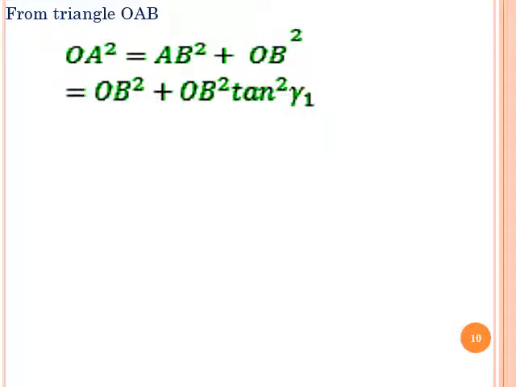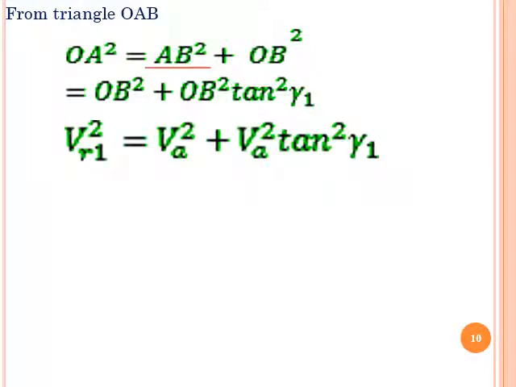Here OA square is equal to OB square. So now we can write that AB square can be written as OB square tan square gamma 1. AB square is equal to OB square tan square gamma 1. In a similar manner, from this inlet velocity triangle, VR1 square is equal to V of A square plus V of A square tan square gamma 1.